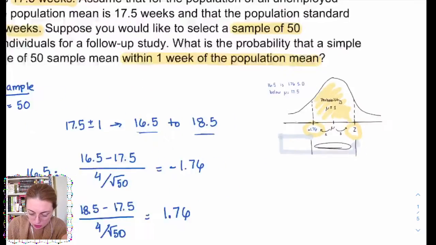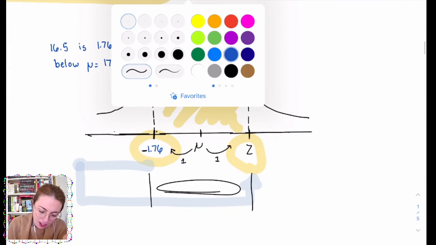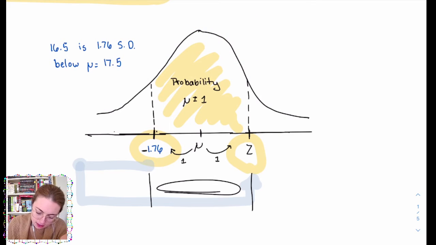Okay, zoom back into our figure. And we can now replace this z with positive 1.76. And we're almost done solving this problem. Now we have our 2 z-scores. We need to figure out the probability values for each of them, and then figure out the probability in between them.